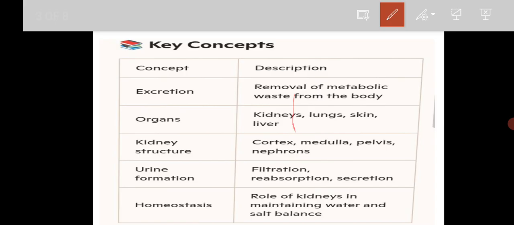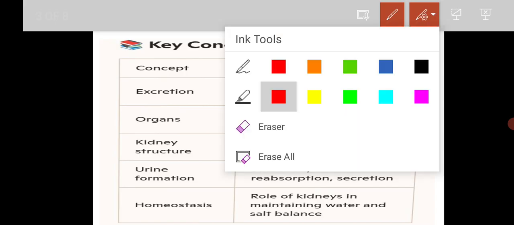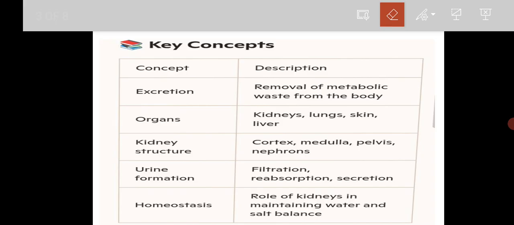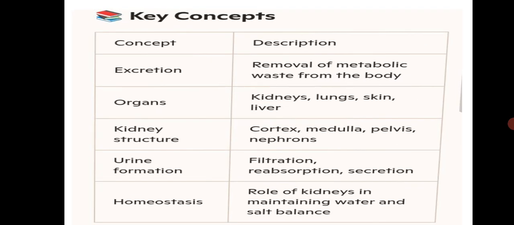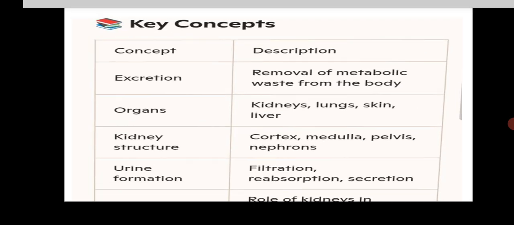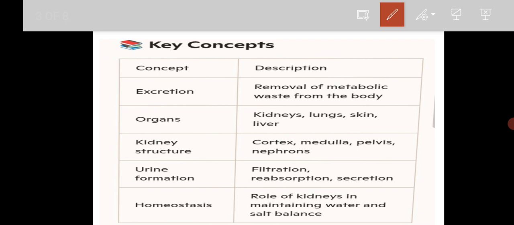The organs that deal with excretion, or that remove waste in the body, include the kidneys, lungs, skin, and the liver. These are called excretory organs.